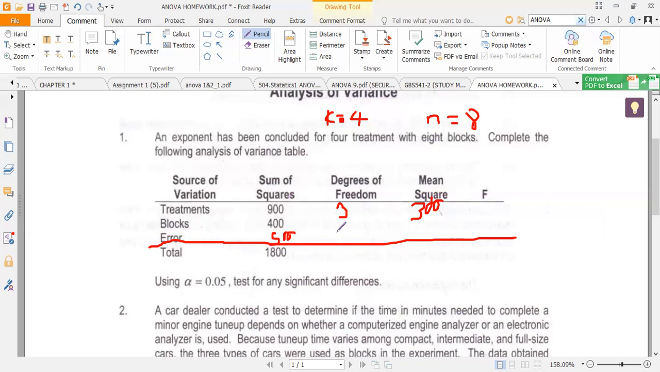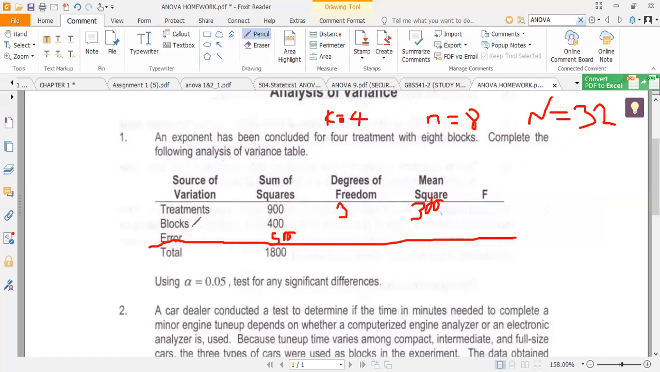Then here it is N minus K. So our capital N. So if there are 8 blocks and 4 treatments, our capital N is simply when you multiply these two to get 30 what? 32.